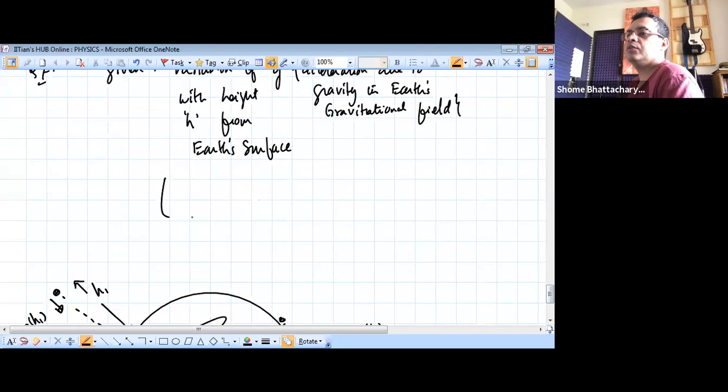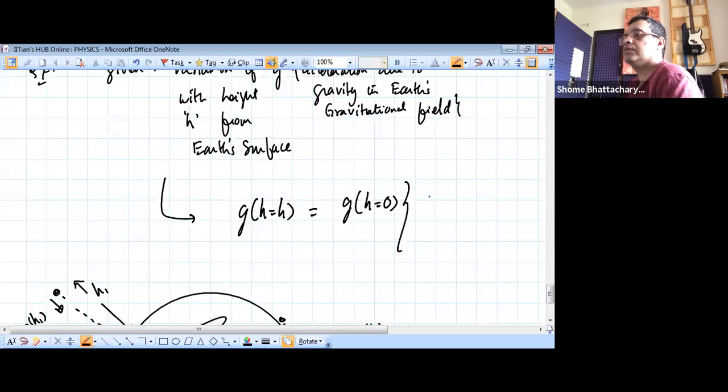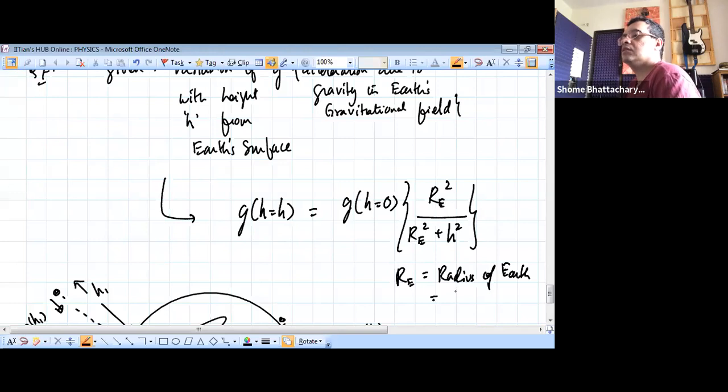So this variation is given to us by this formula, that g at a height h is equal to g at a height of 0 multiplied by this factor, where RE is the radius of the Earth, which is given as 6370 kilometers. So that is the data given to us in this 7th question.